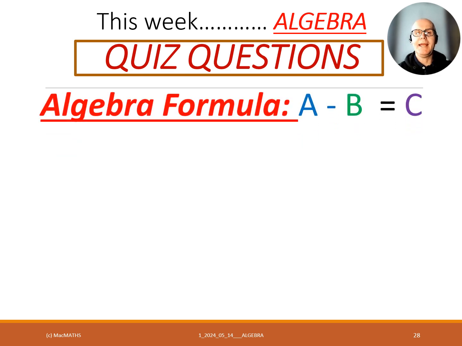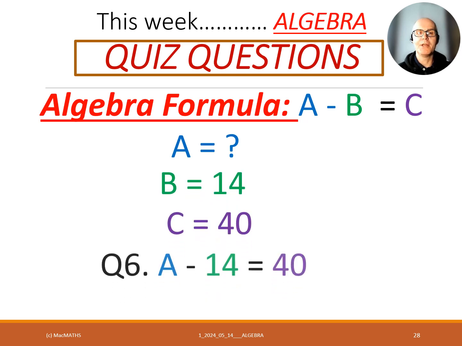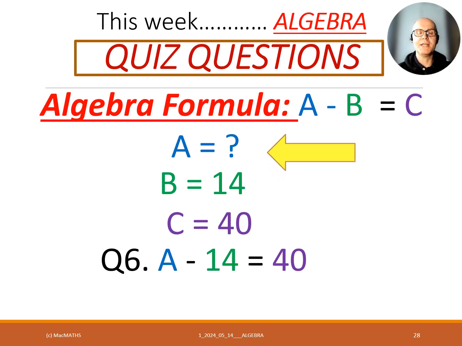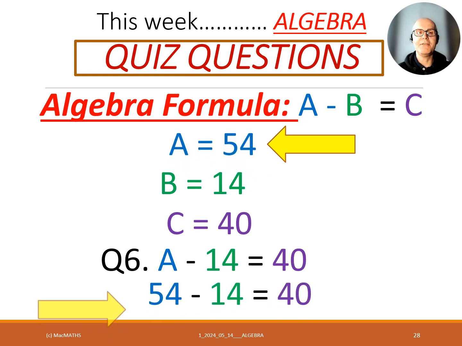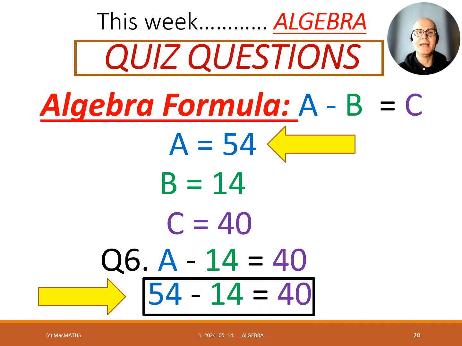Next question. A minus B equals C. The exact same values as the previous example. Just to show you again, it doesn't matter what letters you choose. A minus 14 equals 40. Same result as question 5. 54 minus 14 equals 40.